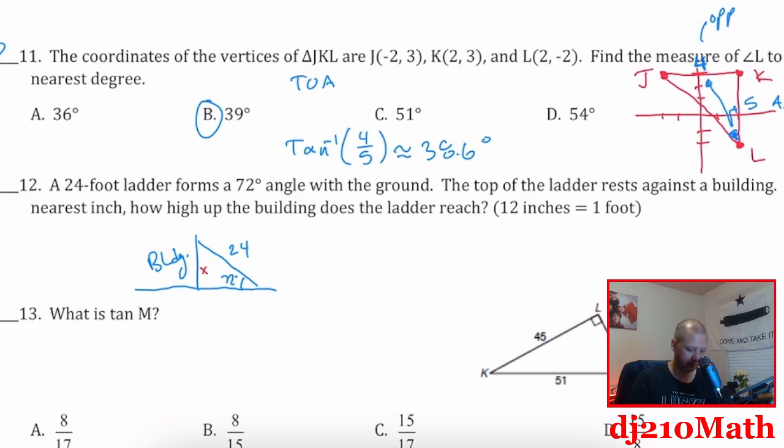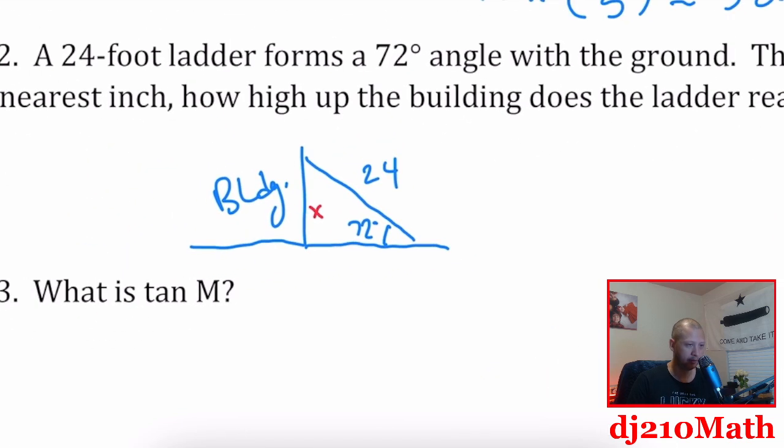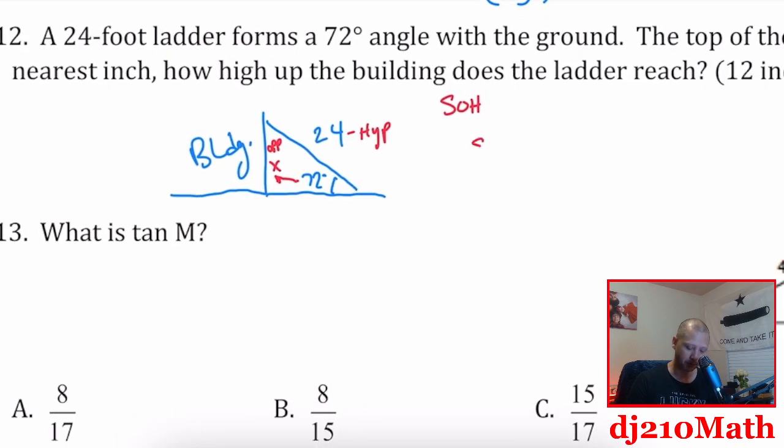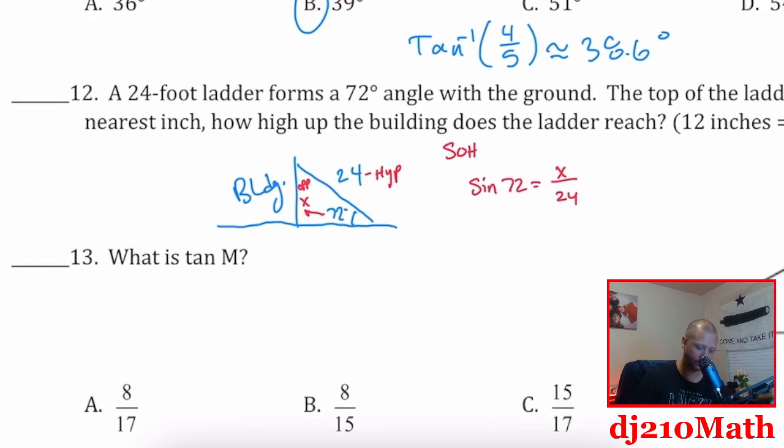So based on the information, this is the scenario. In relation to the angle, we want the opposite side. This is opposite. And then we know the hypotenuse. Opposite and hypotenuse. We're getting pretty quick at figuring this out. So it's sine. Sine is the trig that we're going to use. So sine of 72 is equal to, what's it equal to? Opposite over hypotenuse. So x over 24.